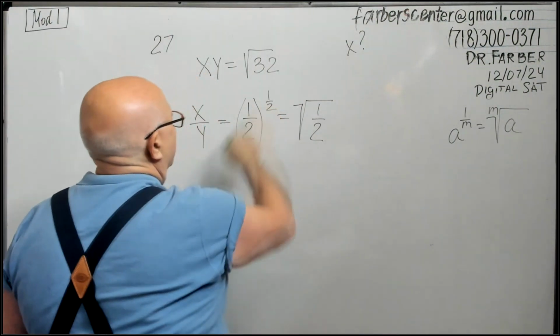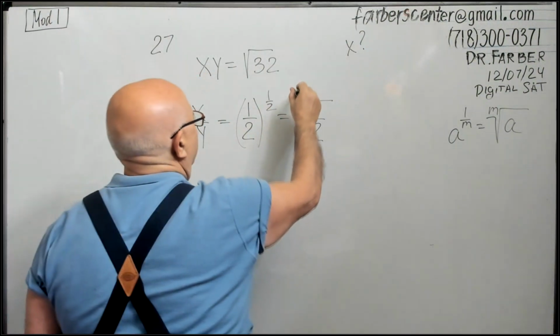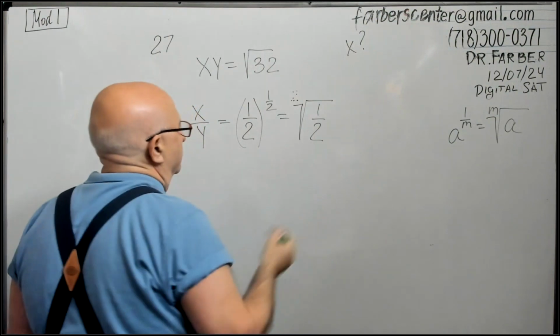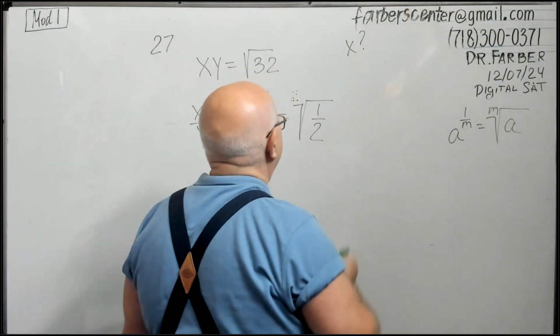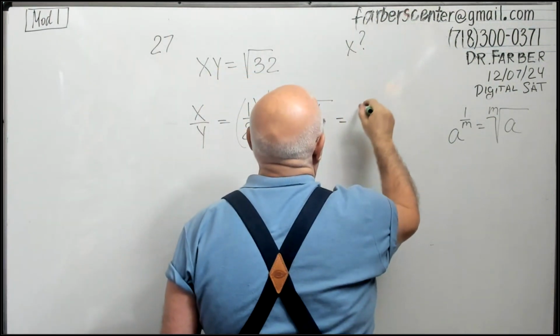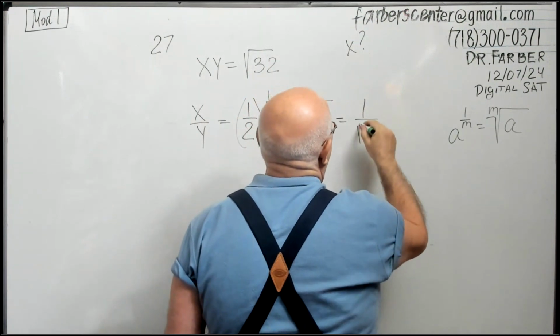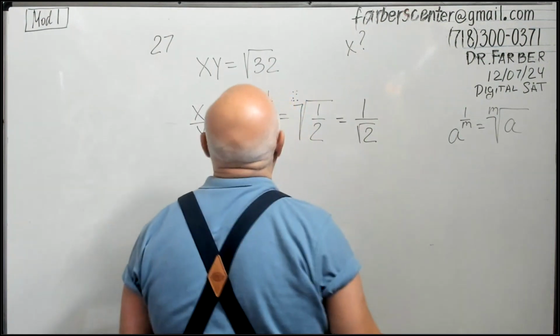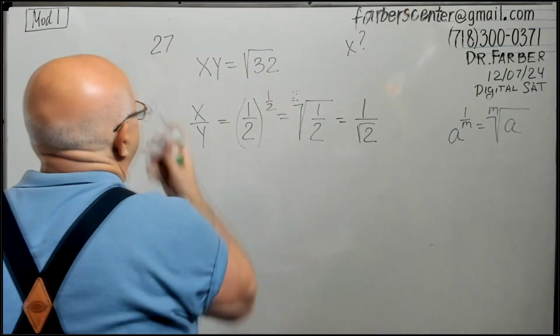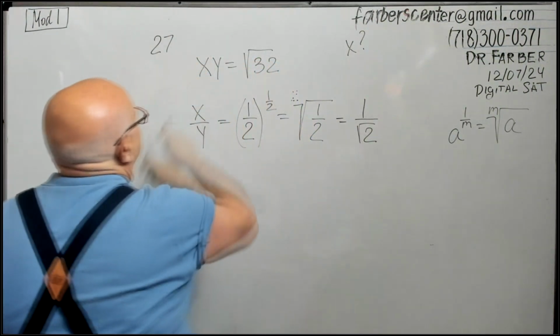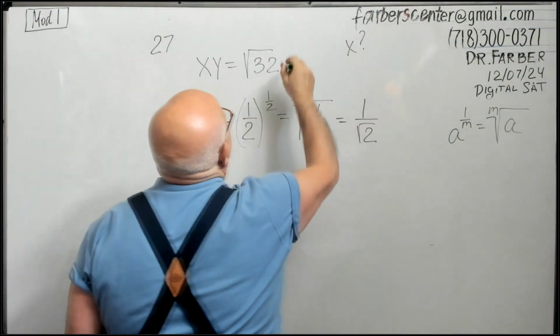This means square root, because nobody writes 2. It's for sure, by default. Square root of 1 is 1. Square root of 2 is square root of 2. Now, xy. And what is 32?